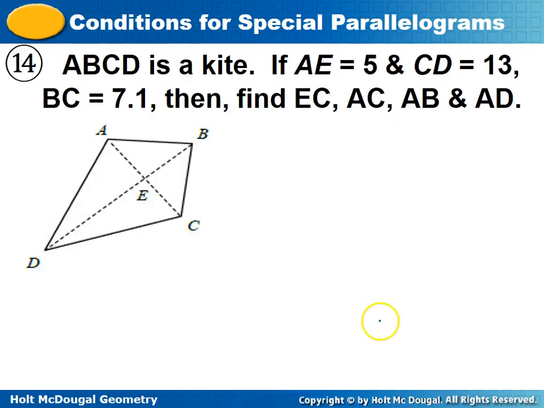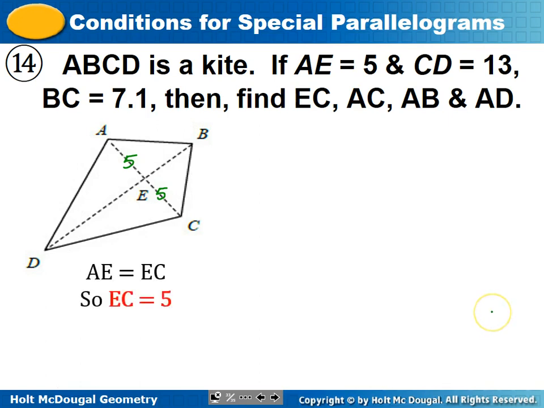All right, so with number 14, it says ABCD is a kite, AE is 5, CD is 13, BC is 7.1. Then we're going to find the other leg. AE is 5, so I'm going to put 5 here, and that means I know that EC is also 5, because those two parts are congruent because BD bisects AC. And I also know that AC has got to be 10 because 5 plus 5 is 10.